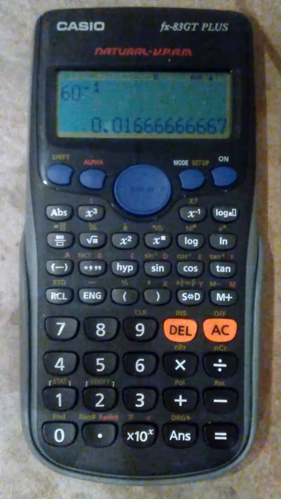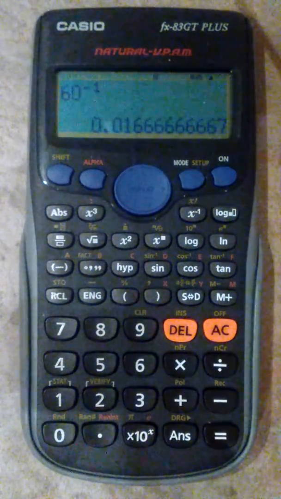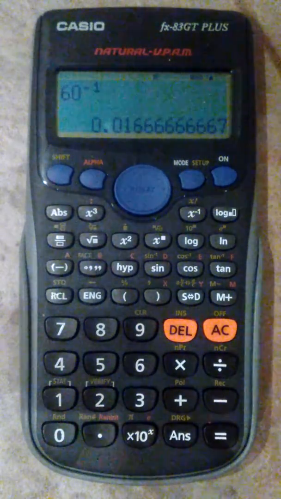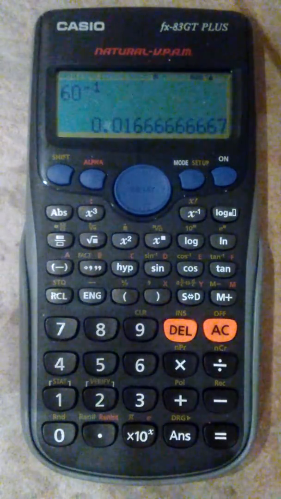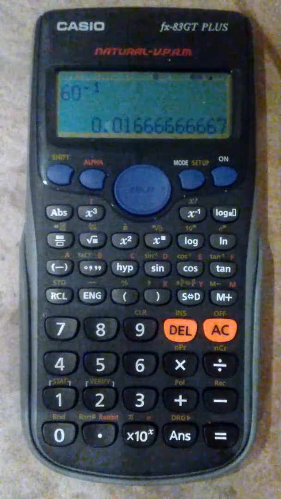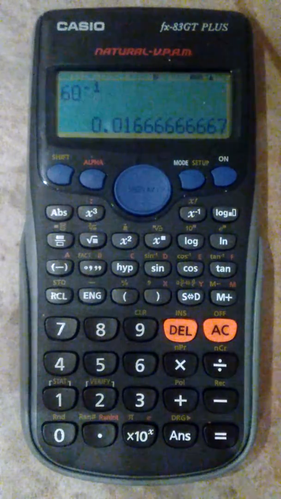Now this is a good trick to use in physics, because there is an equation in physics which is that the frequency of a wave is equal to 1 divided by the period of a wave. So the frequency is the number of waves per second, and the period is the number of seconds that it takes to make a wave. So if you ever get that calculation, then you'll be able to do a quick calculation.